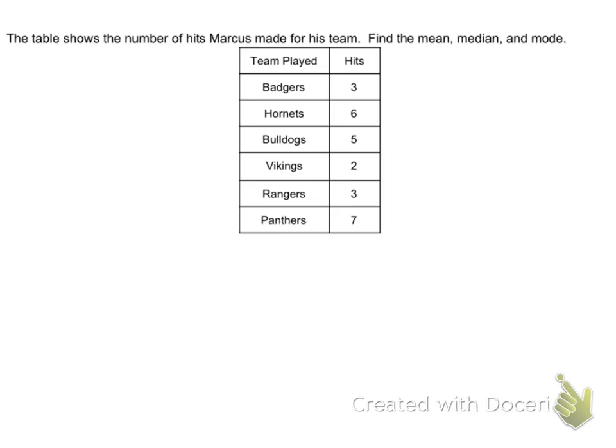So let's do an example here. It says the table shows the number of hits Marcus made for his team. I want you to find the mean, median, mode.